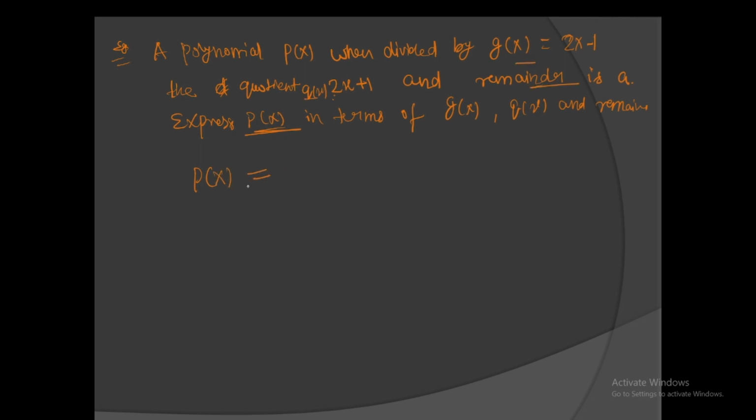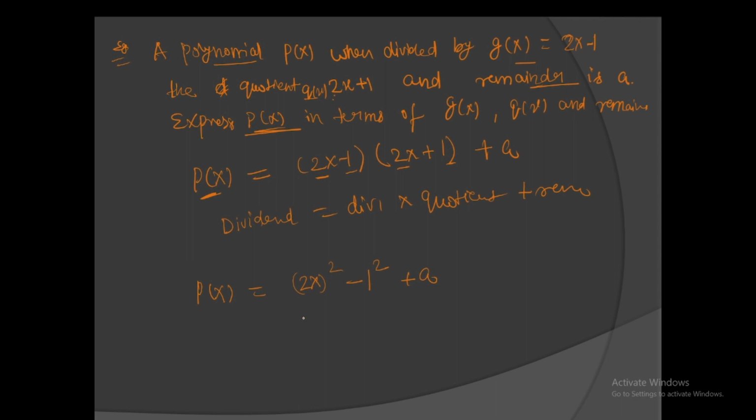Okay. So we need to express p of x in terms of g of x, q of x, and our remainder. What we know is that dividend equals divisor into quotient plus remainder. The dividend that we are dividing is p of x, when divided by 2x minus 1, we get quotient to be 2x plus 1, and then the remainder was a. So our polynomial p of x is (2x minus 1) into (2x plus 1) plus a. It is a minus b into a plus b, so it will be simply a square minus b square. So it is 4x square minus 1 plus a. So this is our polynomial p of x.